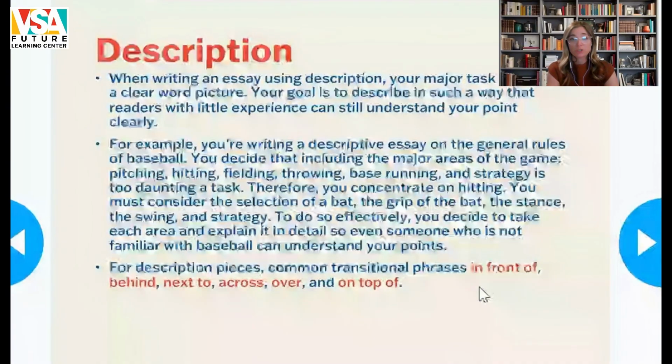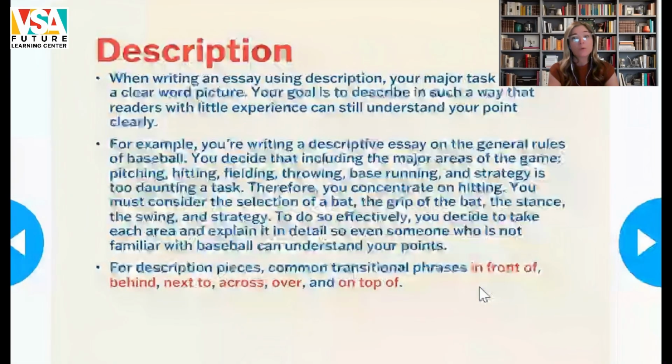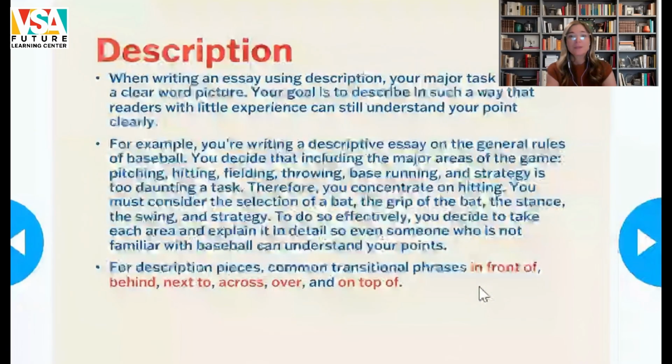Next up, we have description. When you're writing an essay using description, your major task is to paint a clear word picture. Your goal is to describe in such a way that readers with little experience in that area can still understand your point clearly. I'm sure that a lot of you have probably heard the phrase show, don't tell. Yes? Yes, that has been told to us since elementary school.